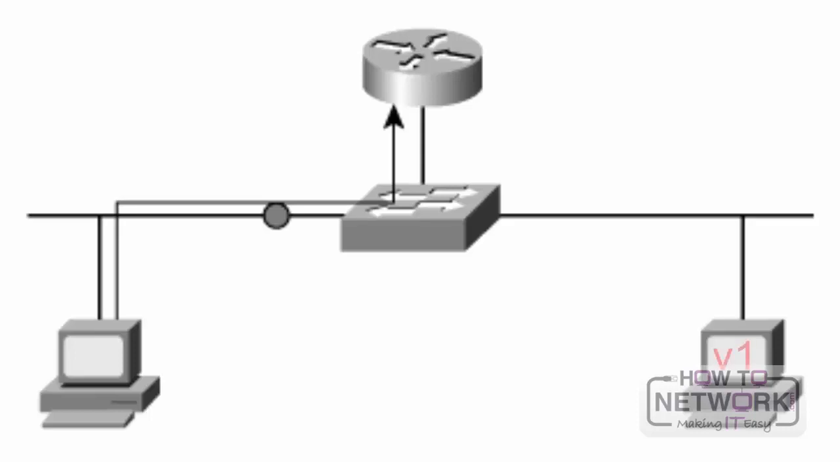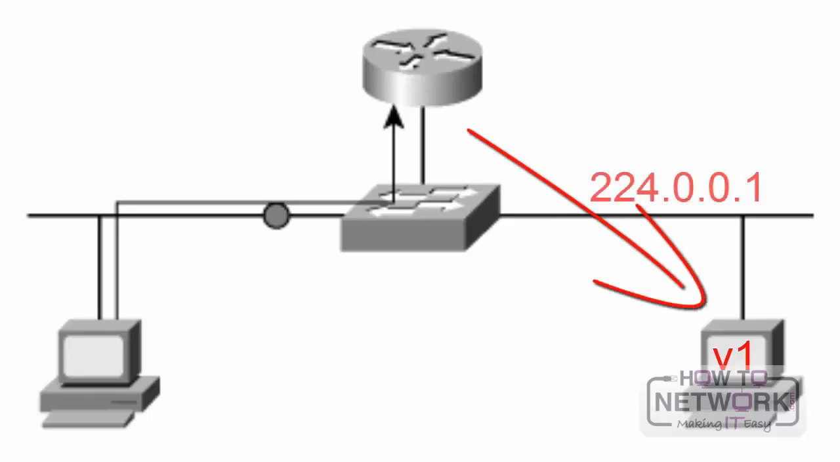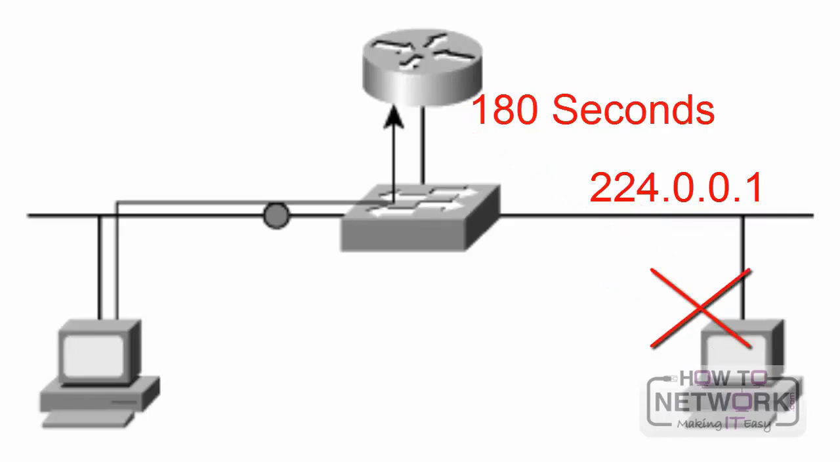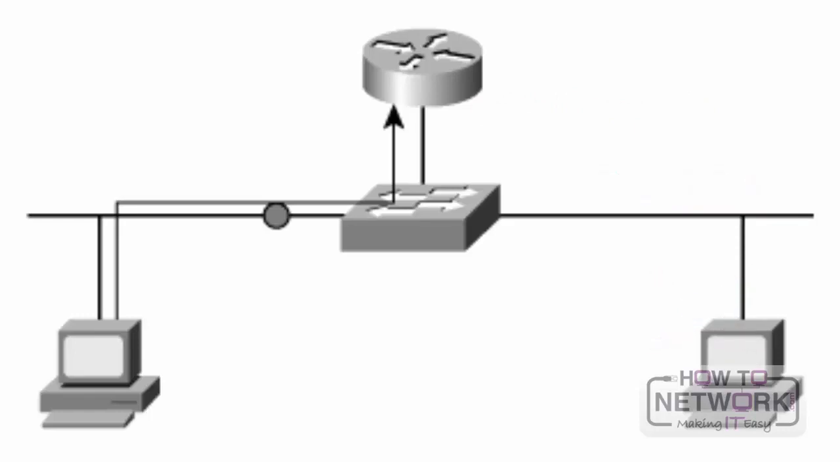First is IGMP version 1. When a PC wants to join a multicast group, it sends an IGMP report message to the router, letting the router know that it wants to receive traffic for a specific group. Every 60 seconds by default, the router sends an IGMP query message to determine if the PC still wants to belong to the group. There can be up to a 3-minute delay before the time the router realizes that the receiver has left the group. The destination address of this router query is 224.0.0.1, which addresses all IP multicast hosts.